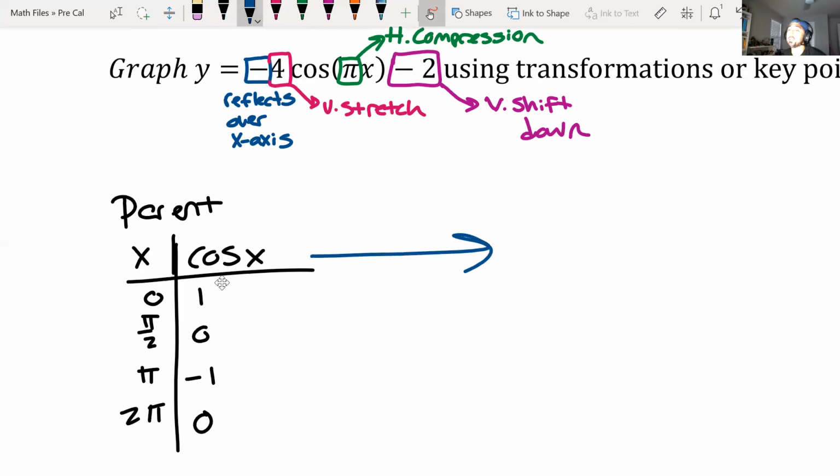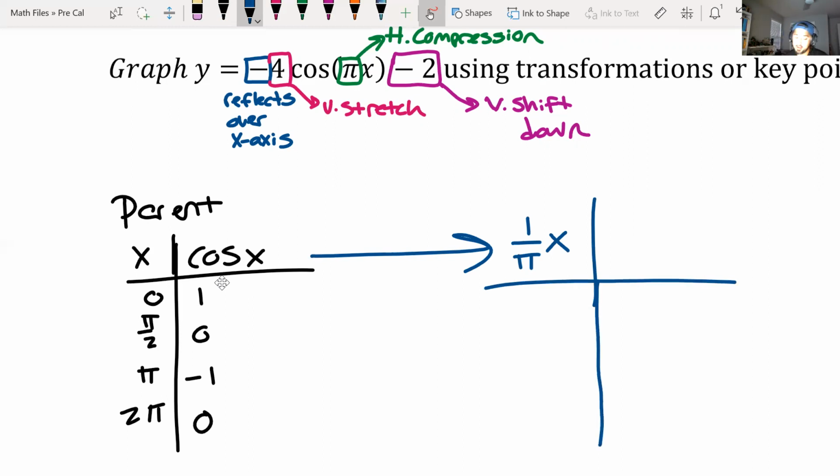And for my transformation XY chart, well, let's look at what we're doing to the X values. We are only horizontally compressing the X values. So that means I'm going to multiply all of them by 1 over pi. But then for my Y values, we are reflecting them, we are stretching them, and we are shifting them. So we have to think of order of operations. The first thing we're going to do is take all our Y values and multiply them by -4. And then after you multiply them by -4, you're going to subtract what from them? 2. There you go.